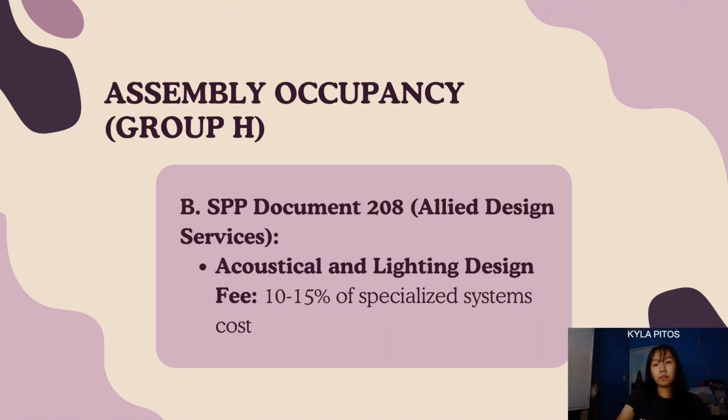Now, for SPP document 208, or the Allied Design Services, it includes 10 to 15% of specialized system costs under the acoustical and lighting design fee. This is because it covers the design of acoustical environments and specialized lighting systems, which are critical for venues like theaters and auditoriums.